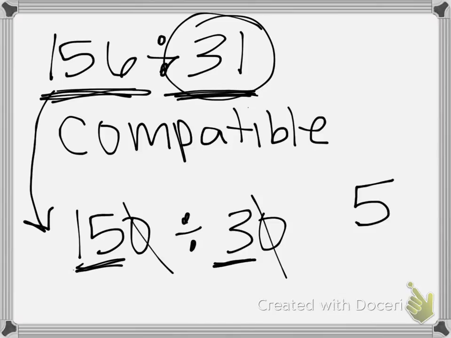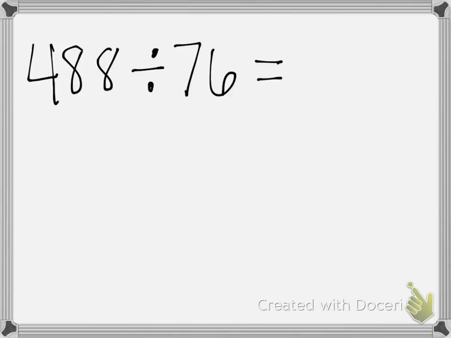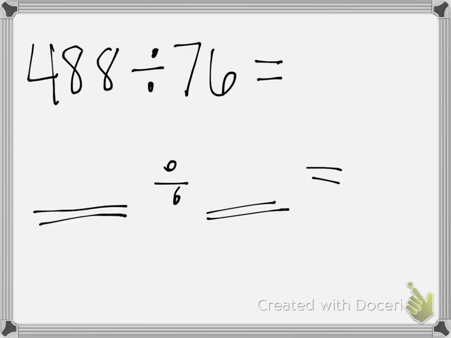So I want you to try one on your own. I want you to try this one in your spiral, and this will also be a quiz question. So we're doing 488 divided by 76 using compatible numbers. I want you to write down what you would change 488 to, and what you would change 76 to in order to make this an easy problem. If you are stuck, I want you to look at the first number here, and at the first two numbers here.